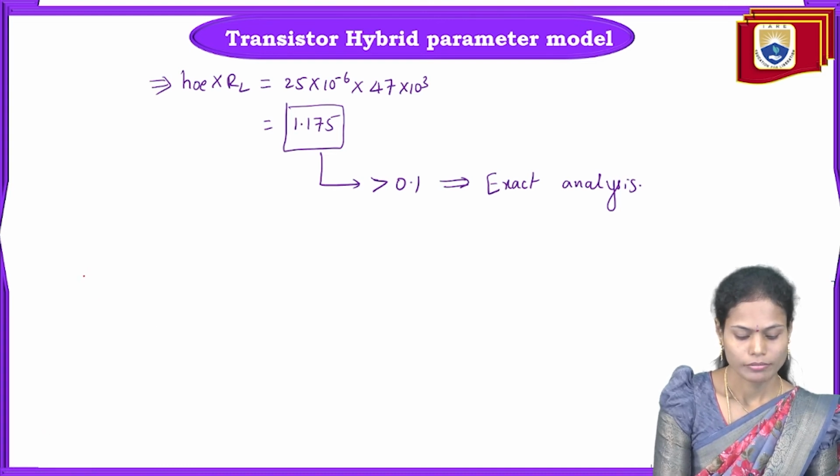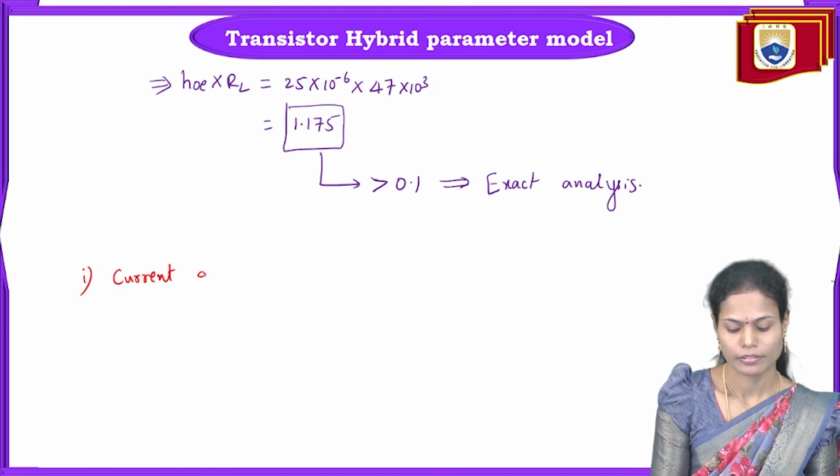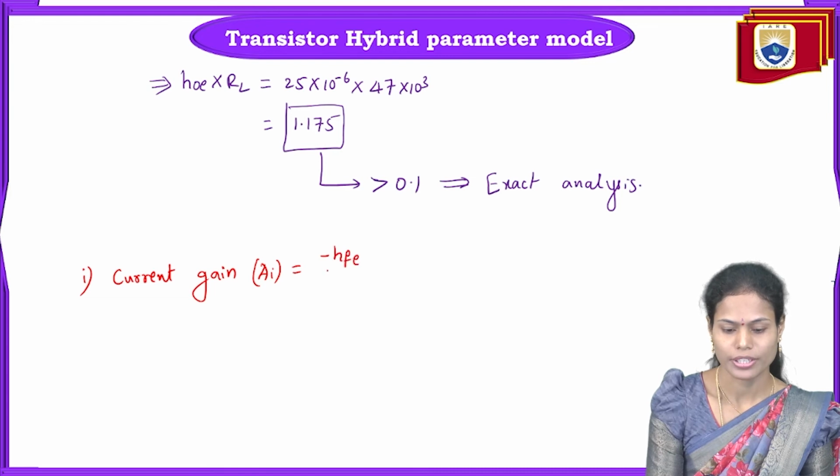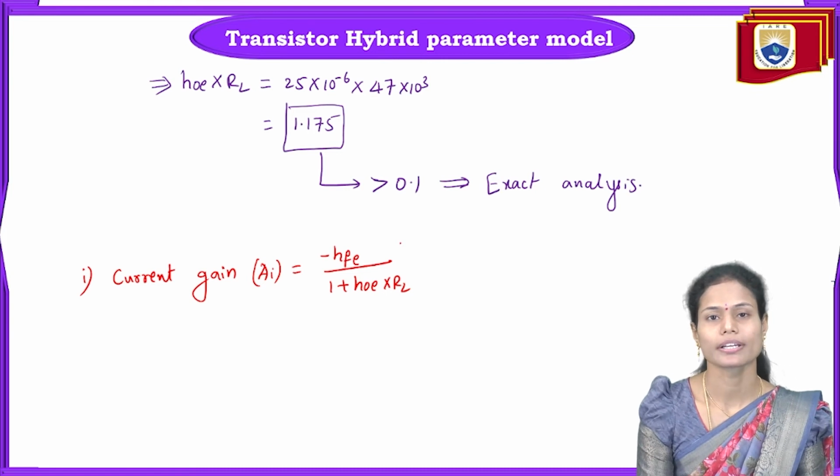So the first parameter is current gain AI. In the exact analysis, the formula for current gain is minus HFE by 1 plus HOE into load resistance, that is, the forward current gain divided by 1 plus output admittance into load resistance. In the case of the approximate model, it is directly equal to the HFE value. Why? Because in the approximate model, we do not consider this HOE value, so the total denominator term is reduced.